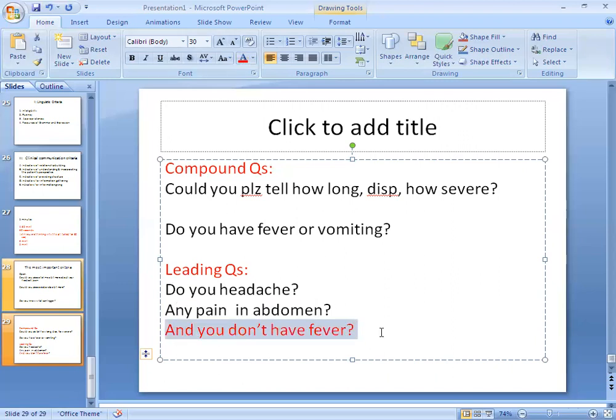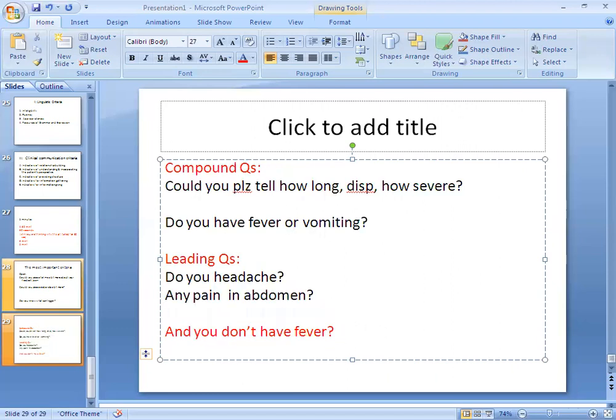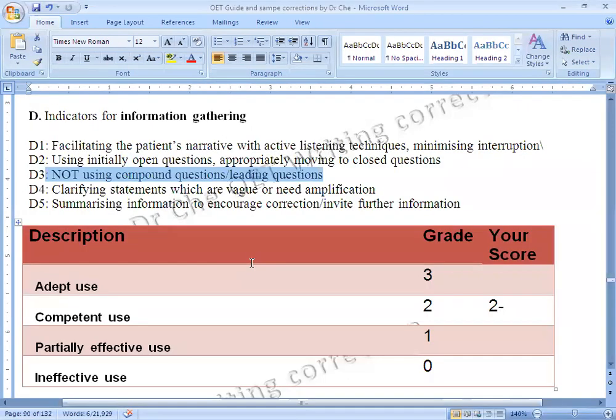And you don't have fever. What should be the normal question? Do you have fever? And here you are leading the patient to say no. So we should avoid leading questions. There are many more examples in this video. We cannot keep talking about leading questions, but we should avoid them. We should keep the questions open so that the patient can respond. We should not lead them.